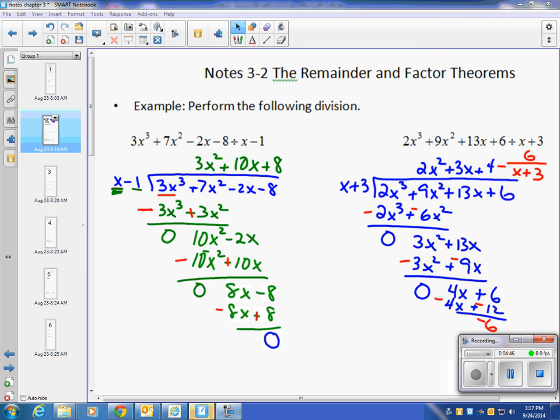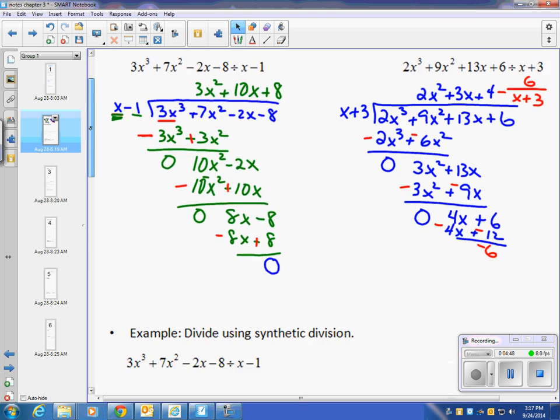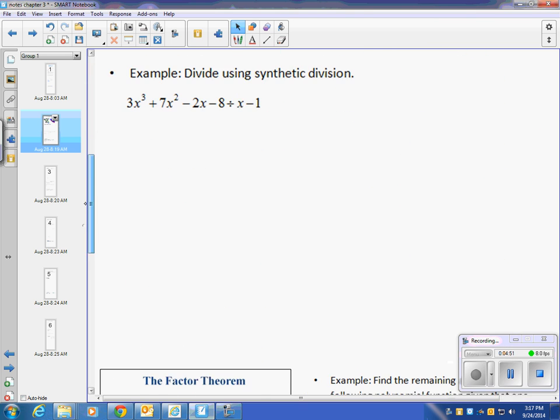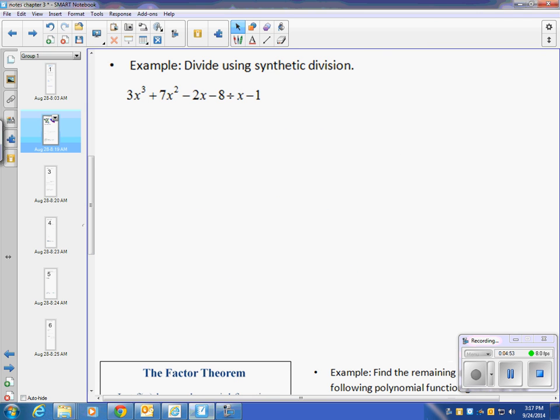Now, we've got a second type of division that we're going to work with, and that is called synthetic division. Whenever you are dividing by a linear term, synthetic division is really what we would like to go to. I don't do long division unless the polynomial is a quadratic or something of that nature. And you're going to have some in your homework, some linear, some quadratic.